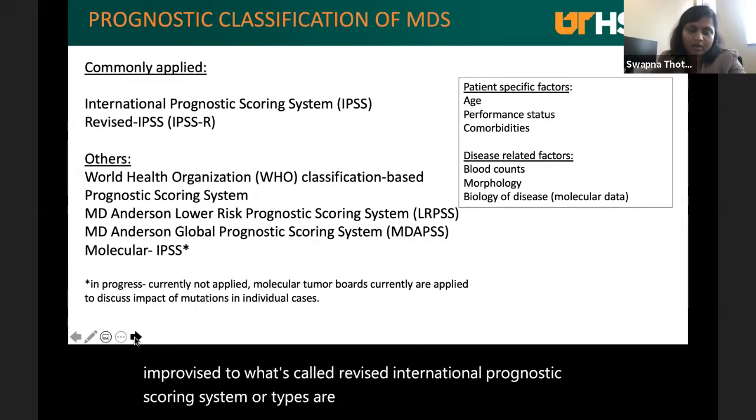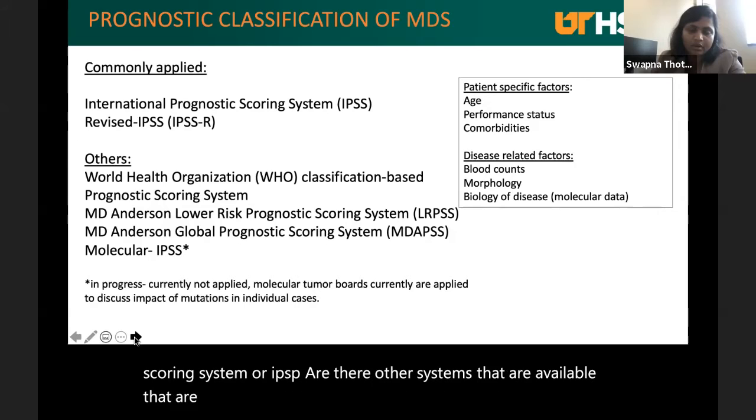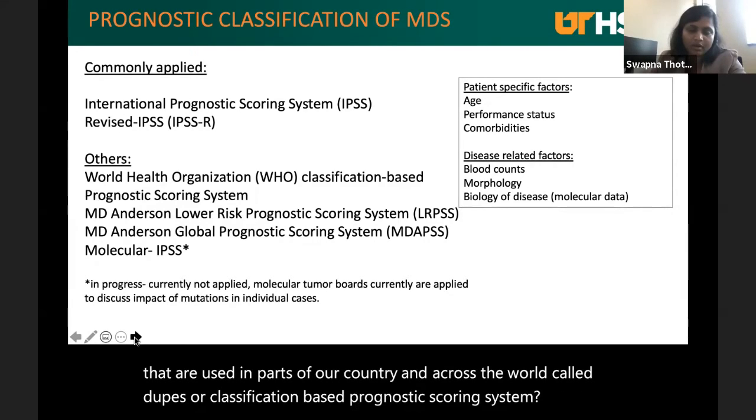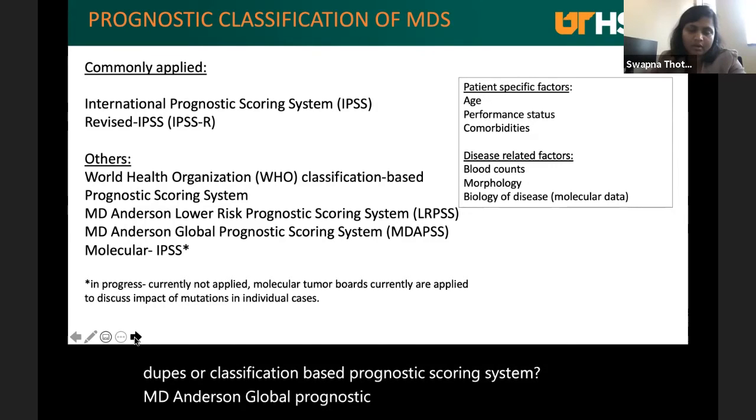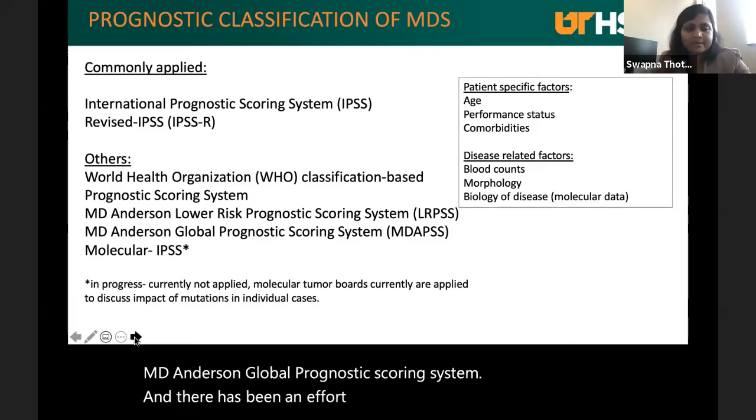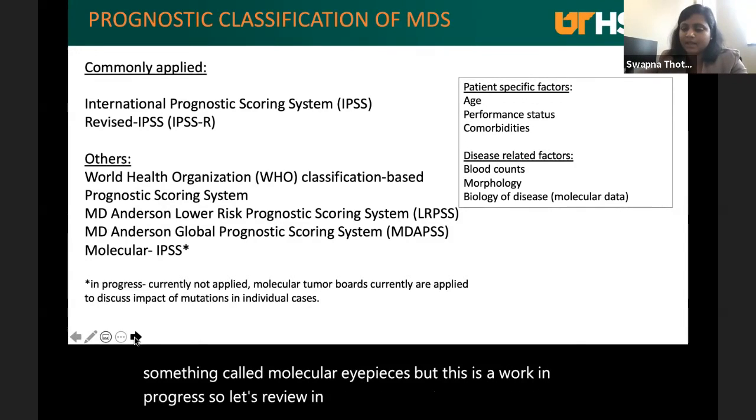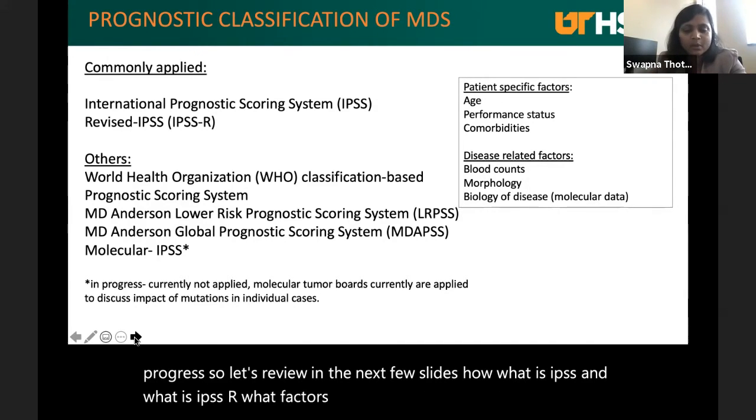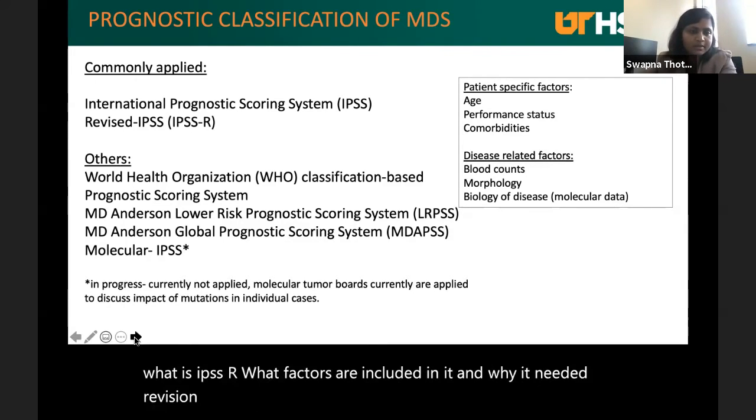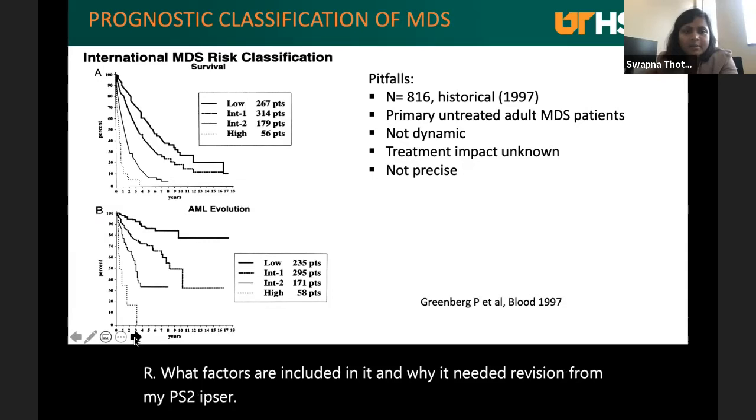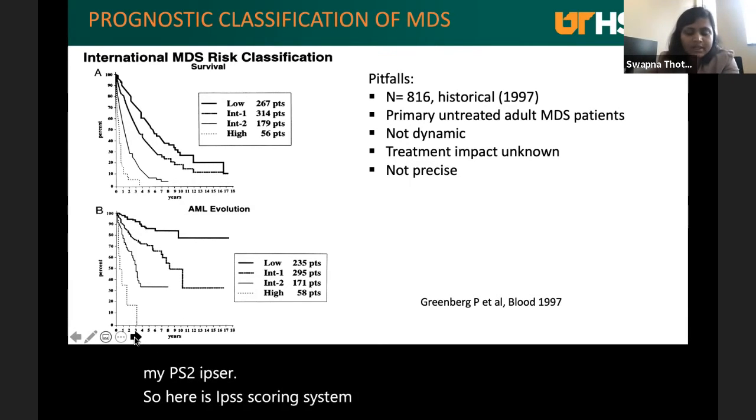There are other systems that are available that are used in parts of our country and across the world called WPSS, or WHO Classification Based Prognostic Scoring System, and the MD Anderson Global Prognostic Scoring System. And there has been an effort to improvise even on IPSS-R, something called molecular IPSS, but this is a work in progress. So let's review in the next few slides what is IPSS and what is IPSS-R, what factors are included in it, and why it needed revision from IPSS to IPSS-R. So here is the IPSS scoring system. This is a historical classification system.